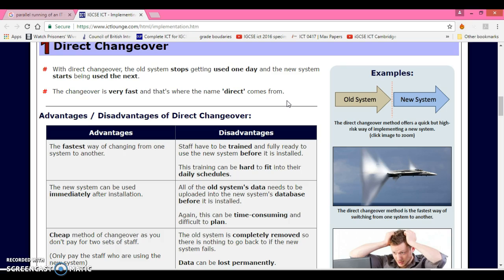Now, what this simply is that they will just simply take out the old system completely and put the new system in place straight away. This is an incredibly quick changeover. It's obviously got its advantages and disadvantages. Okay, you don't need to discuss the advantages and disadvantages in the system. Okay, but all they would do is a direct changeover where they would simply take out the old system and put the new system in place.